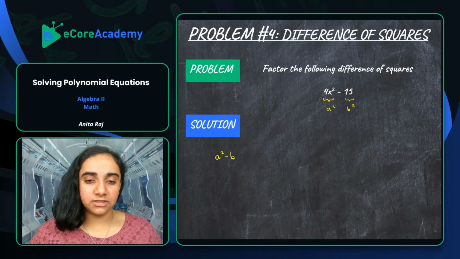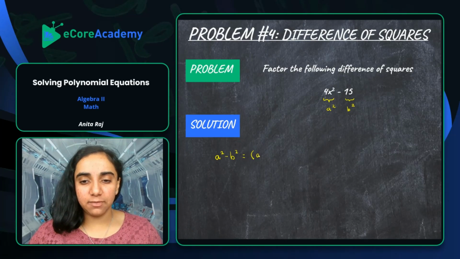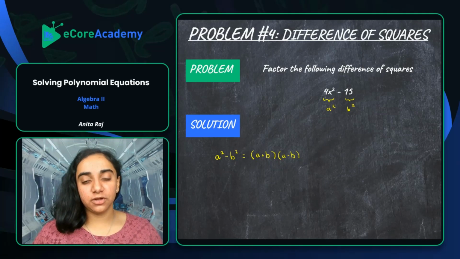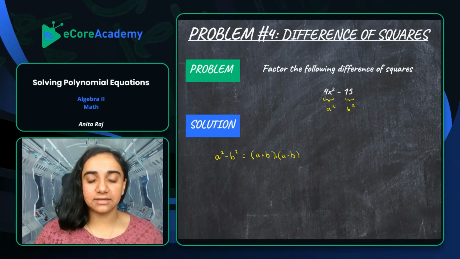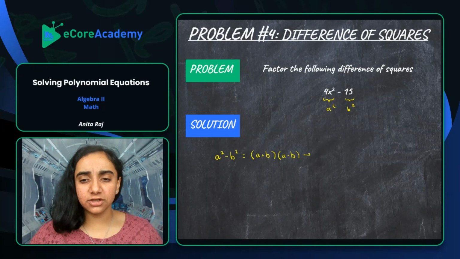That's a squared minus b squared, something we're pretty familiar with. And then we're going to factor this to a plus b times a minus b. We also remember that. We write it this way because if we distribute it, we'll get a squared minus ab plus ab minus b squared, so that the ab terms cancel out. So this is literally going to be the problem we have. So 4x squared minus 15.